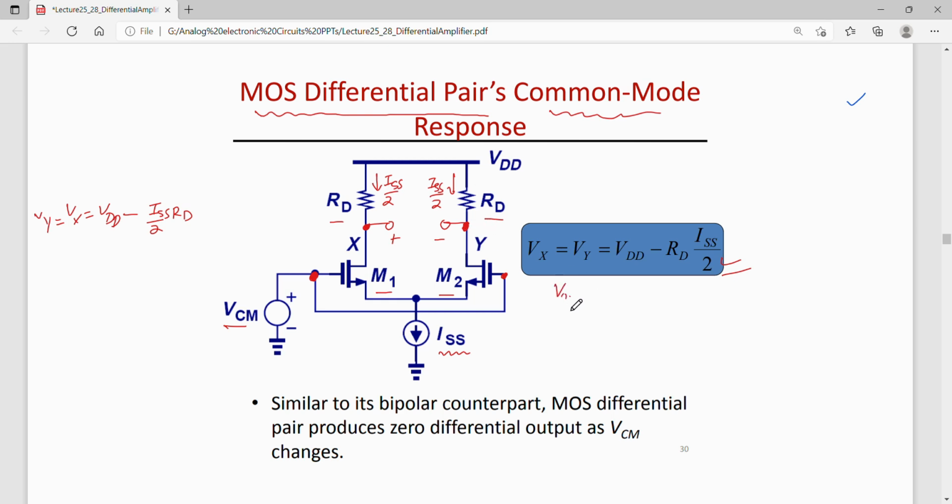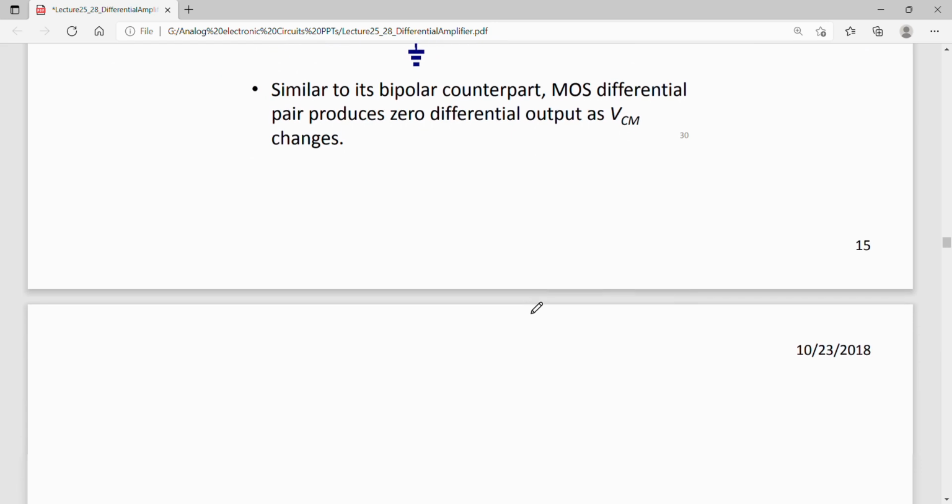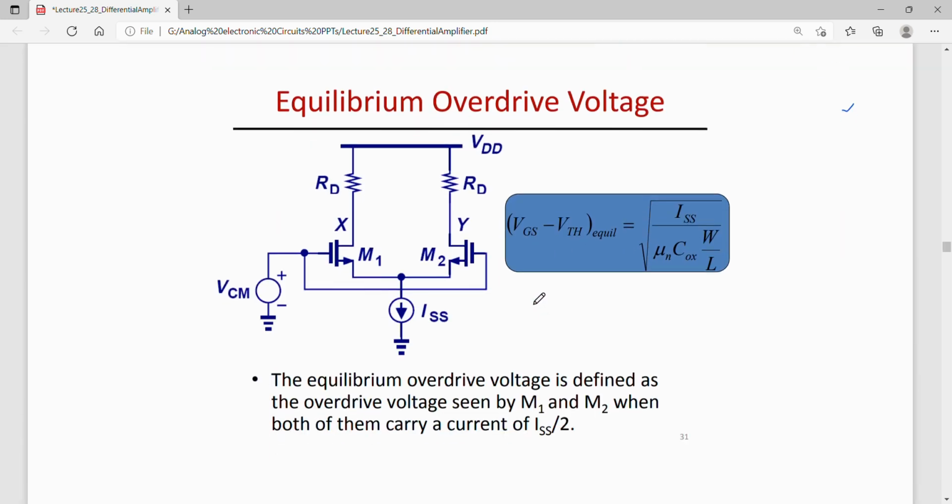And the differential output V out. Okay, so the differential output V out would be equal to Vx minus Vy, which is 0. Okay. So similar to what we had seen in BJT based differential stage. Now one can also find out the equilibrium overdrive voltage. Okay. So we understand that in a MOSFET, overdrive voltage is given by this relation VGS minus VT. So this is called overdrive voltage. Okay. Now we want to find out the equilibrium overdrive voltage.